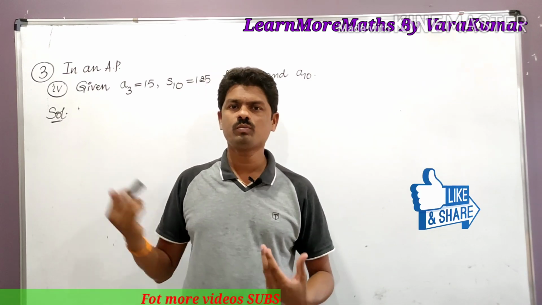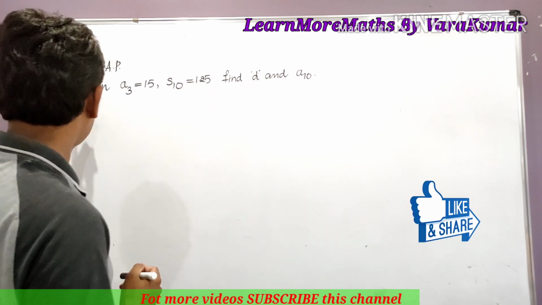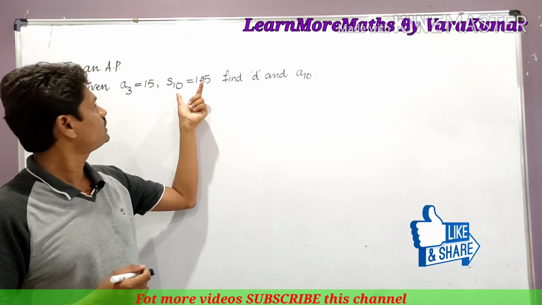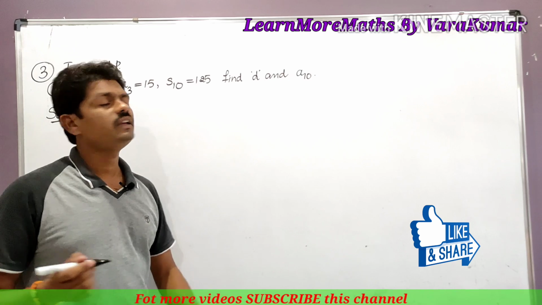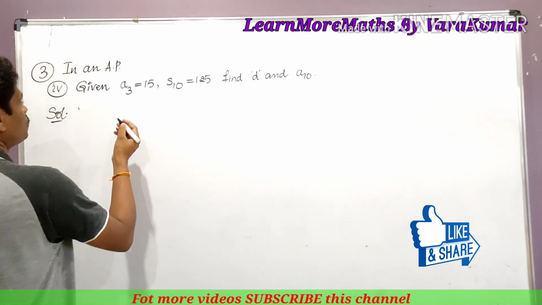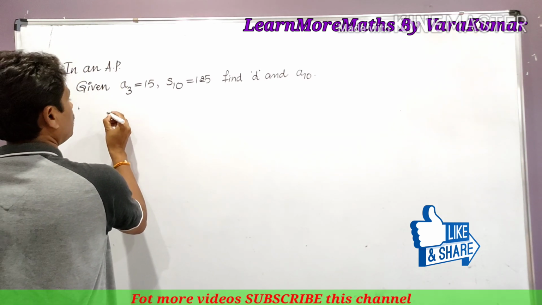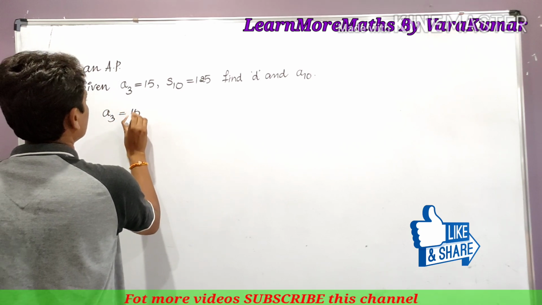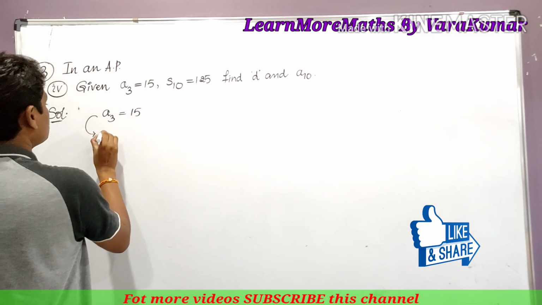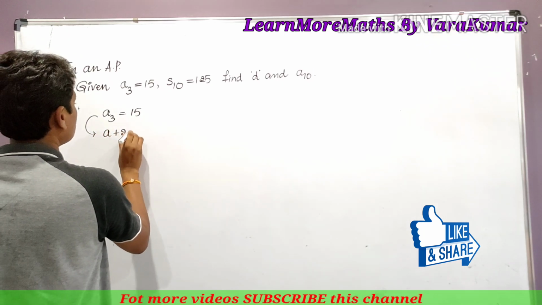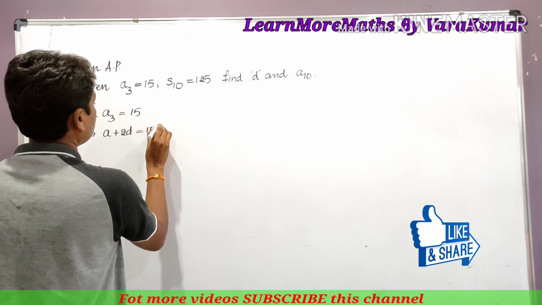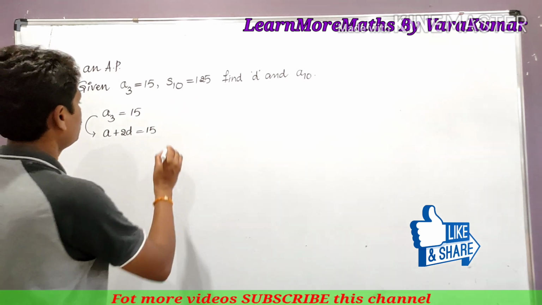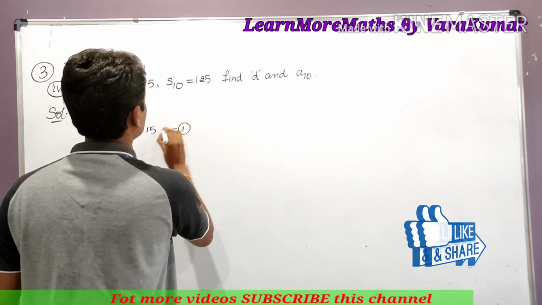second part. So the fourth problem, the fourth part in the third one. Student, given A3 is equal to 15, S10 is equal to 125, find d and A10, he is asking. So see student, A3 is given, so A3 is equal to 15. In an arithmetic progression A3 can be written as a plus 2d is equal to 15. A plus 2d is equal to 15. Let it be equation number 1, student.